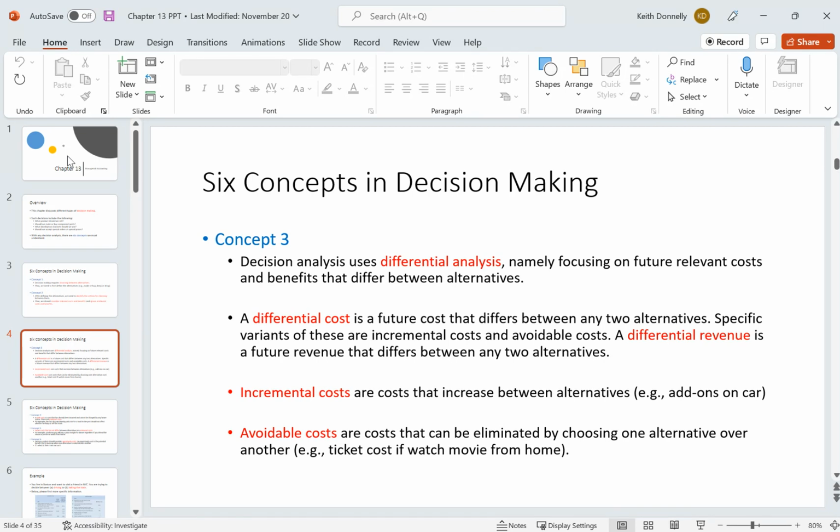Well, in this case, if we were weighing these two decisions, a relevant cost here would be the avoidable cost of the ticket. In other words, if we watch the movie at home on TV, we could avoid the cost of paying for the ticket of seeing the movie at the theater. So it's an avoidable cost, that ticket.